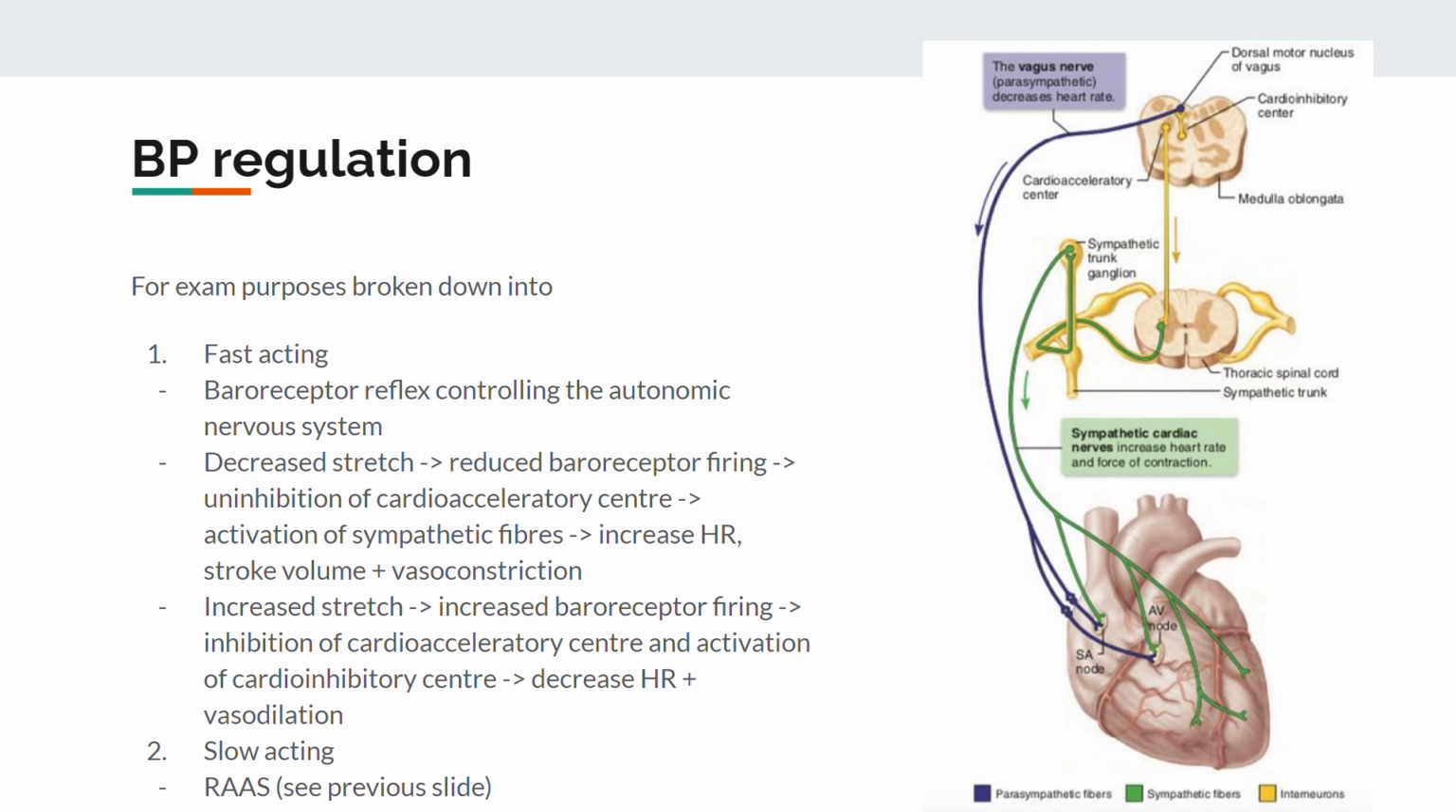So as I said, decreased stretch, reduced baroreceptor firing, disinhibition of the cardioacceleratory center, you get sympathetic system activation. Then if you have increased stretch of your baroreceptors, you get increased baroreceptor firing, you inhibit the cardioacceleratory center and activate the cardioinhibitory center, which does the opposite. I've got a little diagram on the right of what is happening here. Now that's the fast acting. The slow acting is the RAS, and we've just talked about that in the previous slide, so I recommend you go back or rewind me talking and hear about the RAS, how it's detected and what it does.